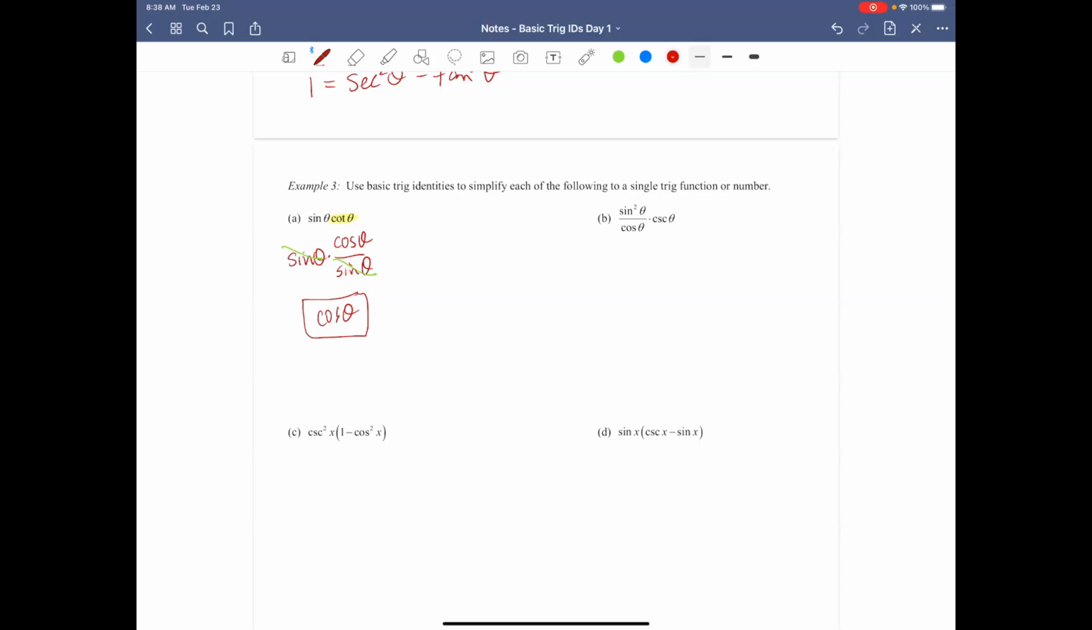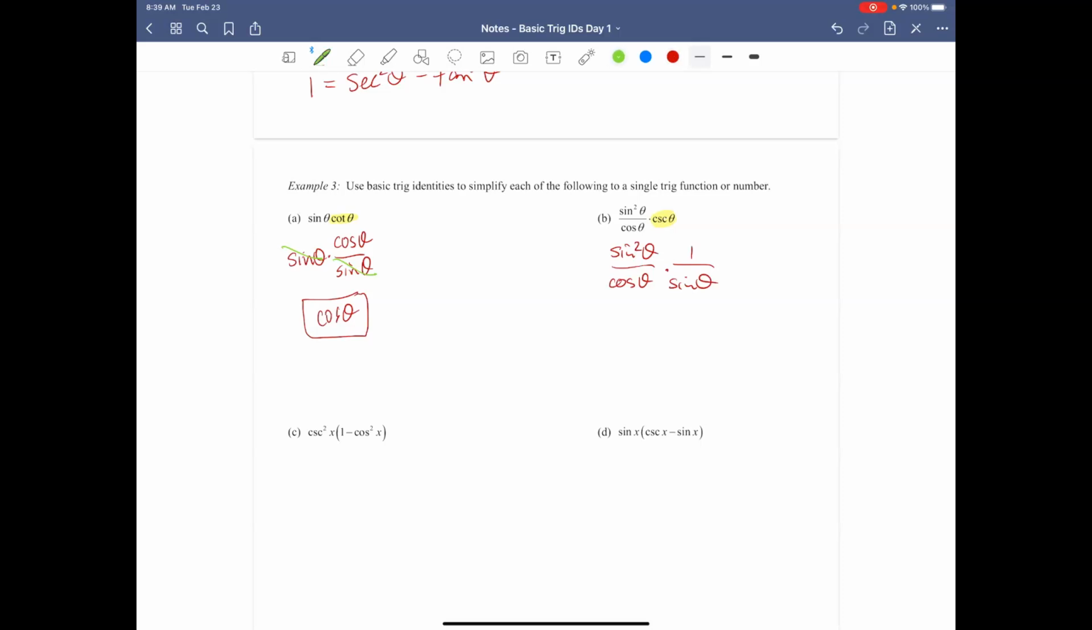If we look at letter B, again, we have sine squared theta over cosine theta, this time multiplied by cosecant of theta. Again, what I want to do here is to get things in terms of sine and cosine if I can. I recognize that I have this cosecant of theta right here, and I can rewrite that in terms of sine theta because that is the reciprocal of cosecant. So, copying down sine squared theta over cosine theta and then multiplying by cosecant theta, but rewriting that as 1 over the sine of theta using a reciprocal identity.